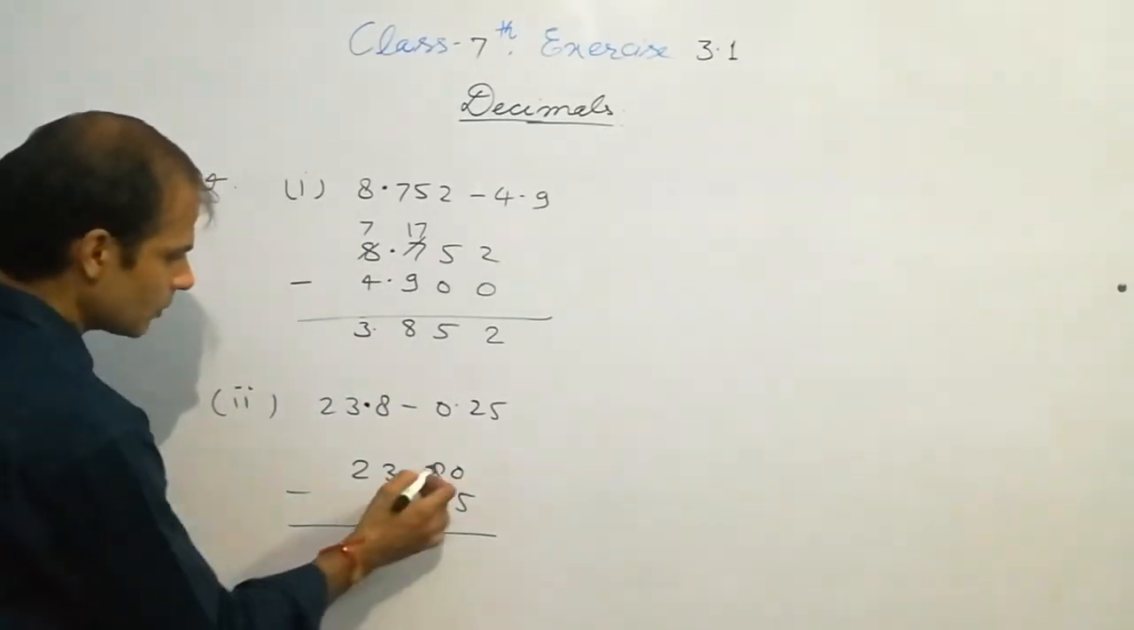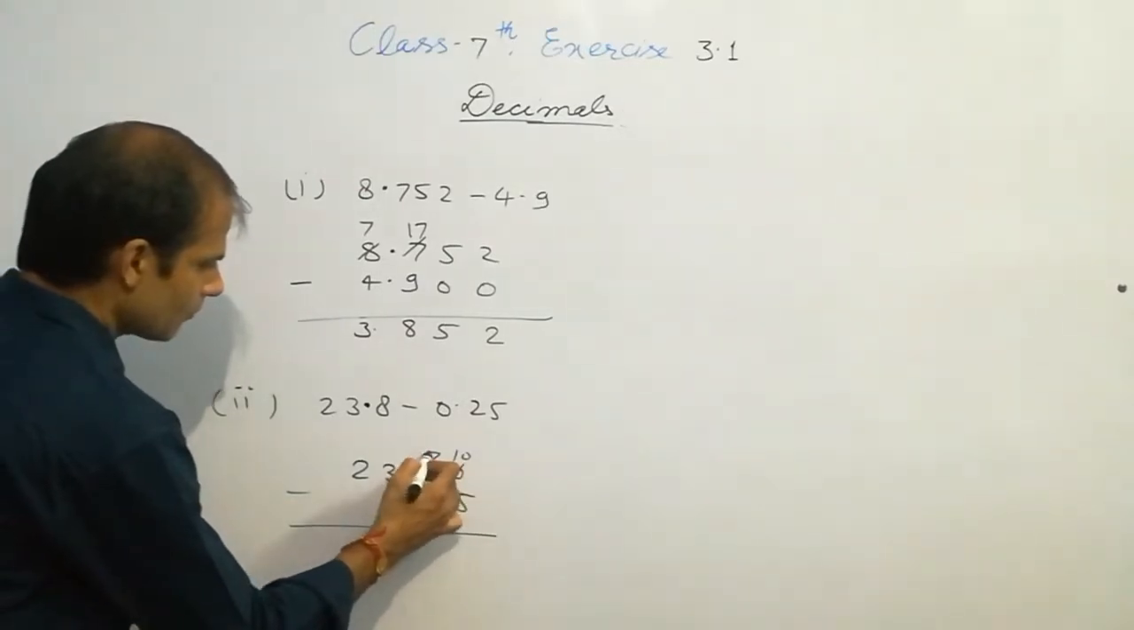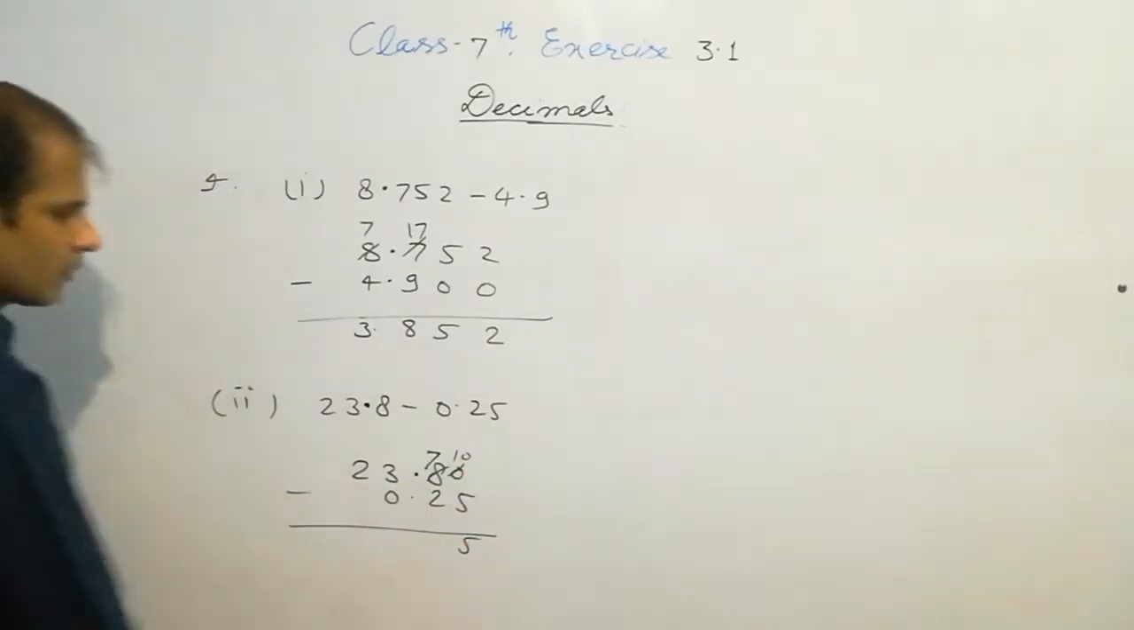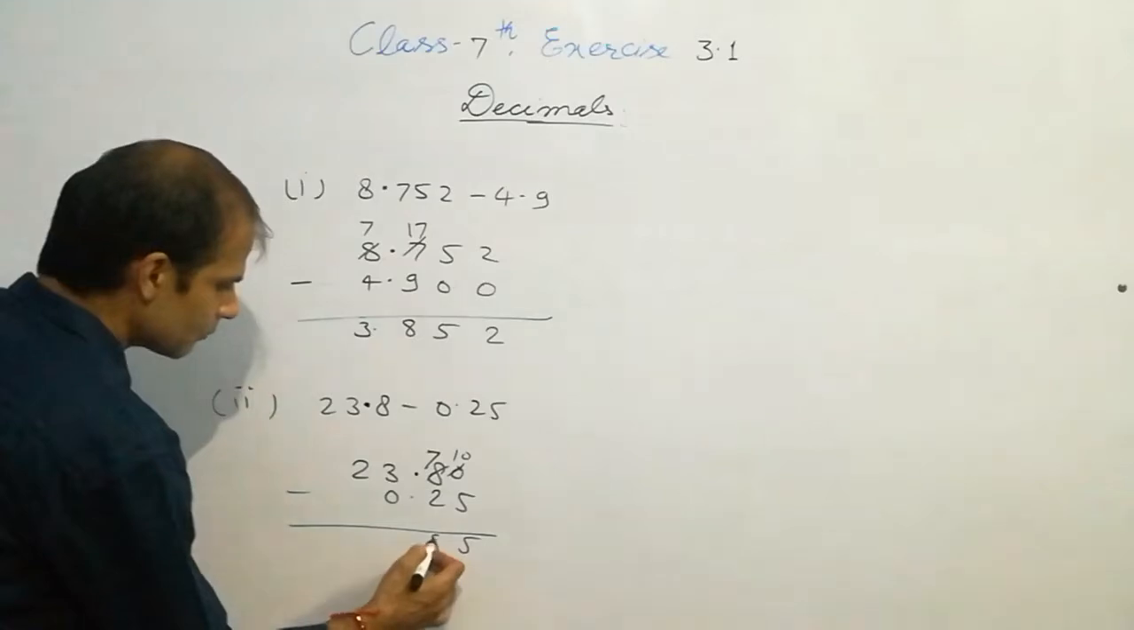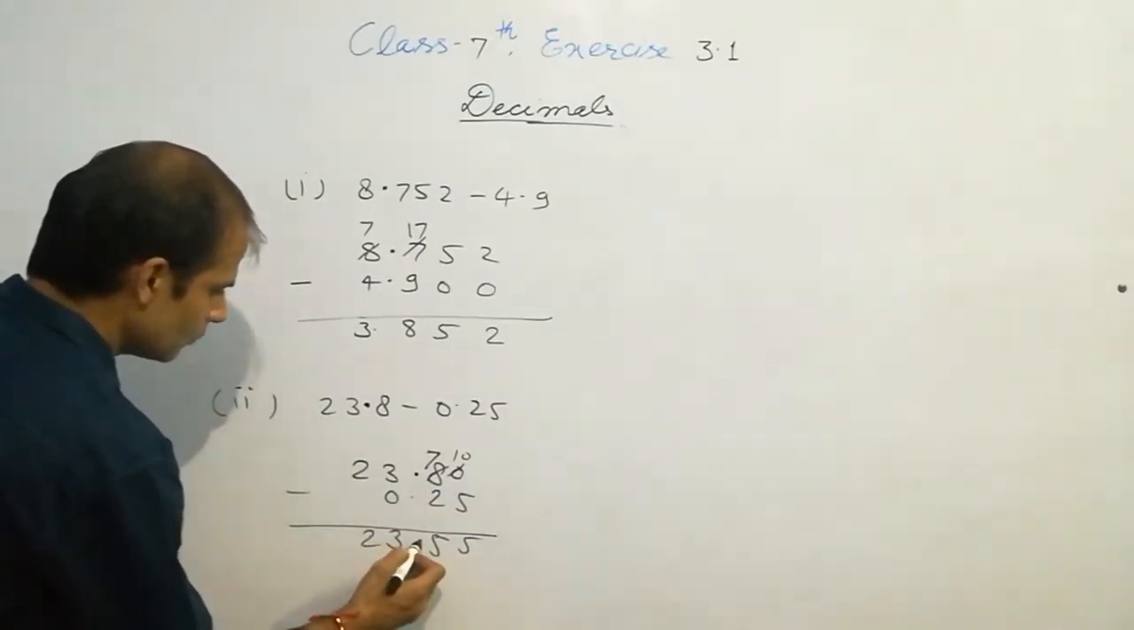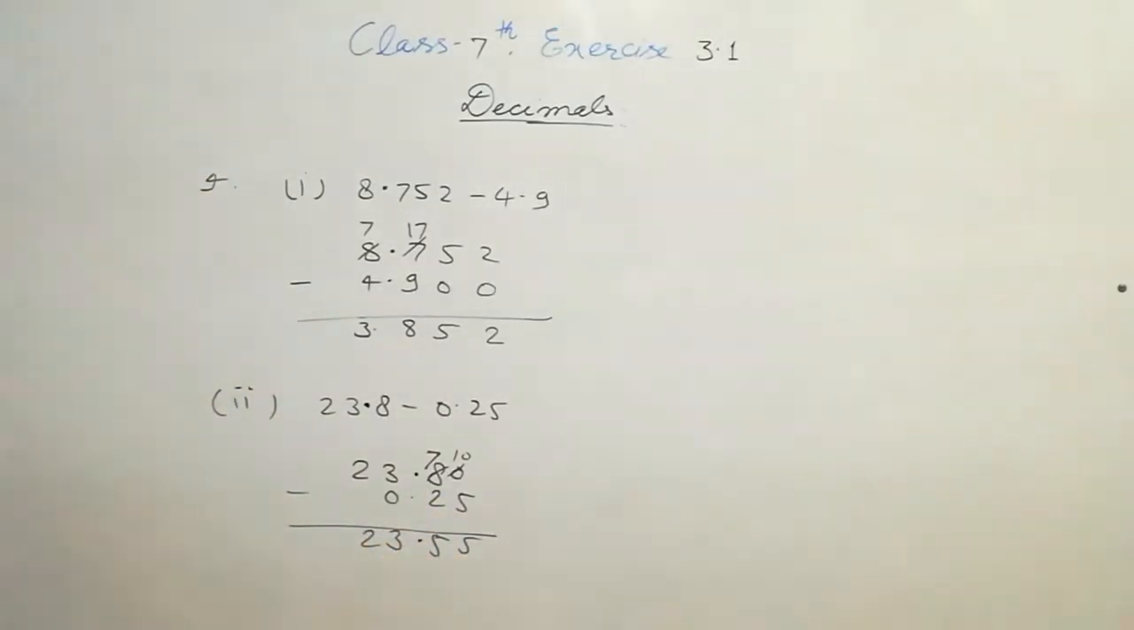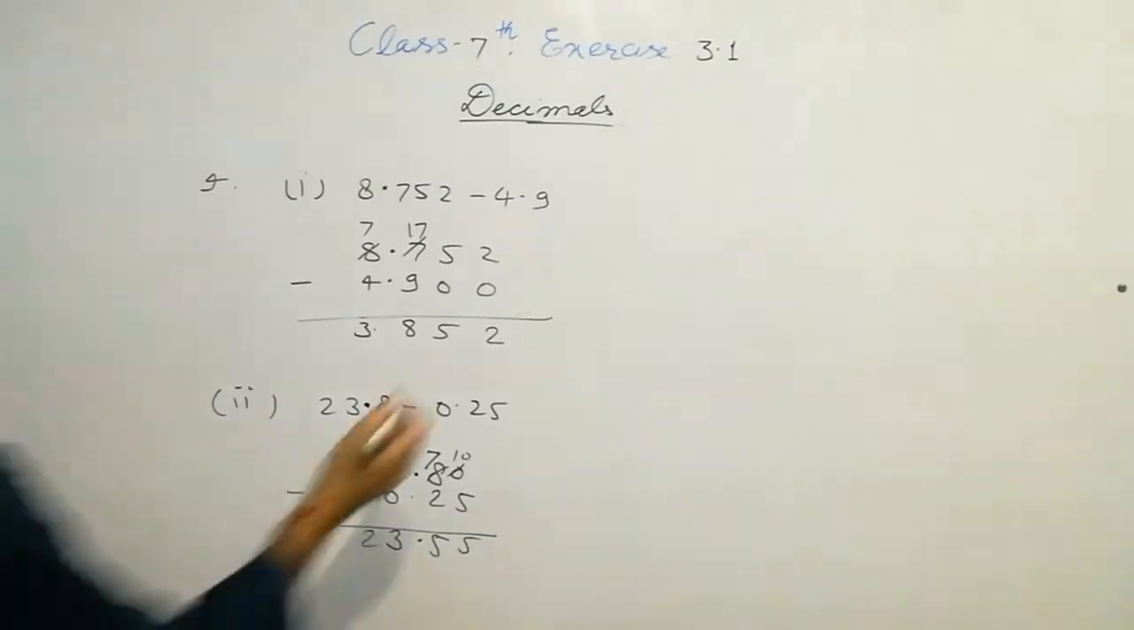0 minus 5 not possible. Take a borrow. It becomes 10. It is 5. 7 minus 2 is 5. This is 3. This is 2. So the answer is 23.55.